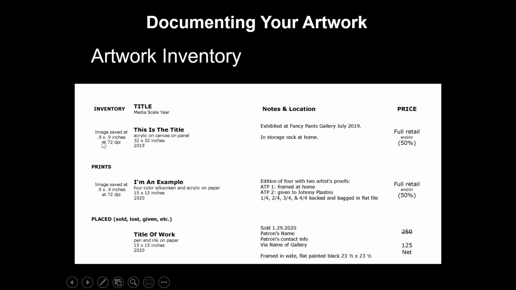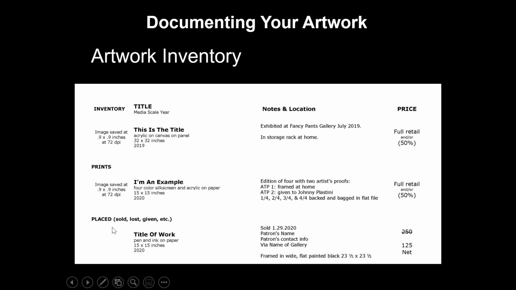There's a place where you can put an image. Save it at 0.9 by 0.9 inches at 72 dpi, and it'll be clear enough for you to tell what the work is without being so large that the file gets unmanageable. For different kinds of media, you might have more information. For instance, you could keep track of your print editions.